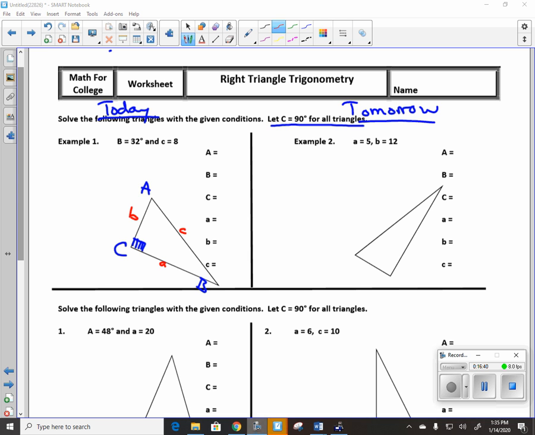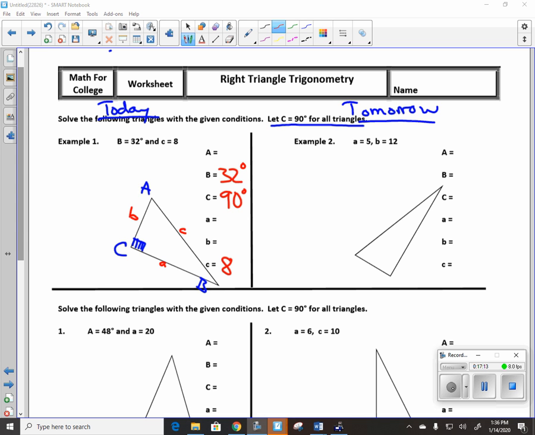All right. There's 6 blanks that we want to find. What are some other things that are obvious that you can write down? C is 8, and angle B is 32. You write down what you are given, and then I don't make that phone call. Okay? Excellent. So we all agree that these first 3 are not too bad to find, right?